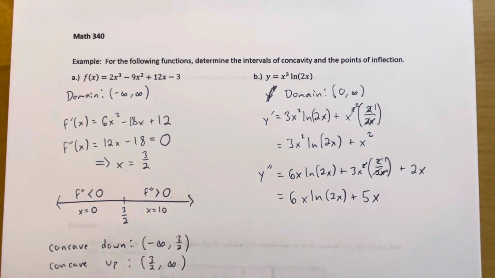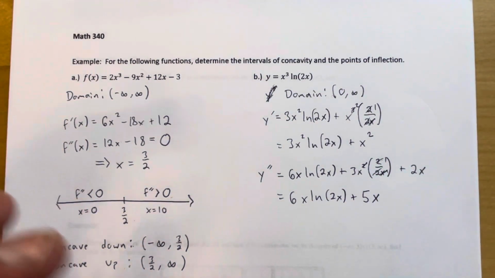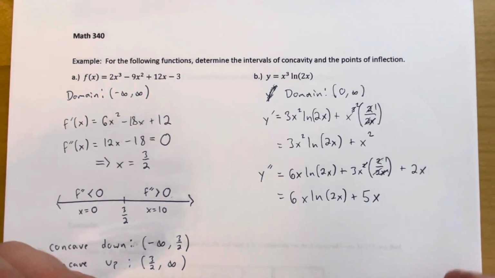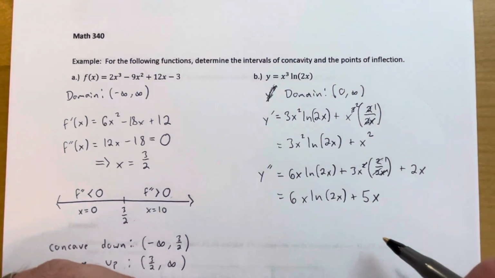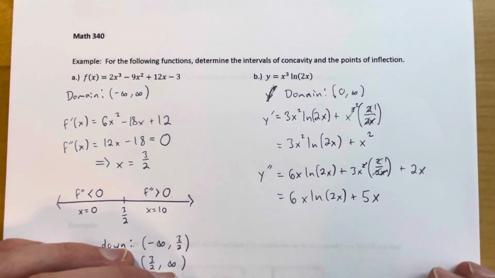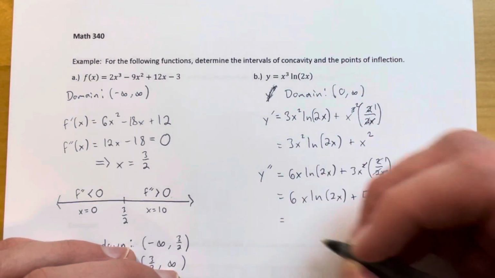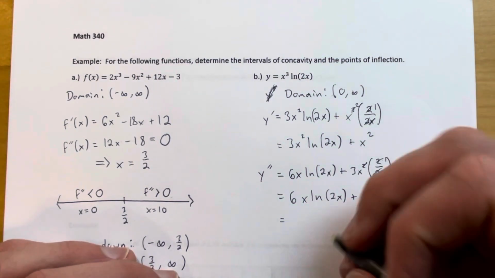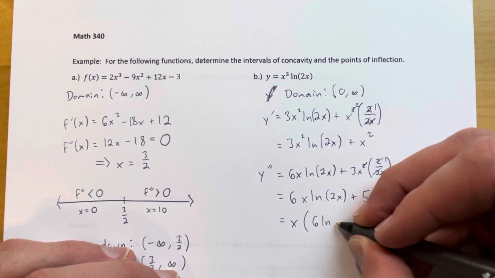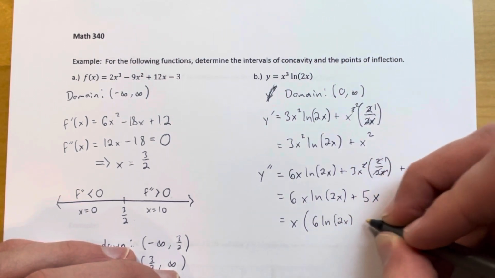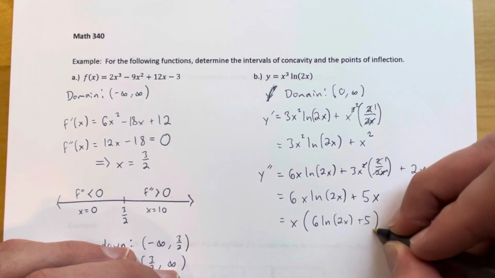Okay, now I'm going to go one additional step here because I know that I'm going to be looking for places where this second derivative is either not defined or is equal to 0. And specifically when it's equal to 0, it's easiest to solve if we factor things first. So taking note of the fact that there's an x in each of these terms, I can factor that x out. x times 6 times the natural log of 2x plus 5.